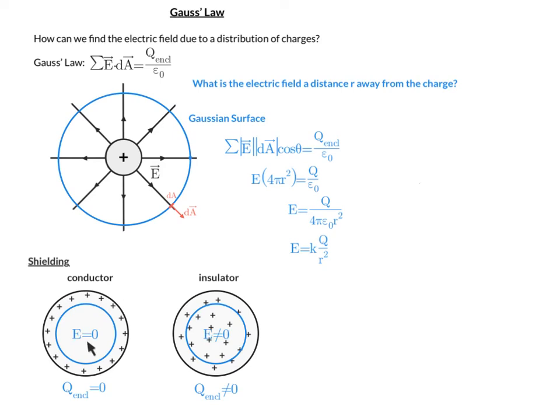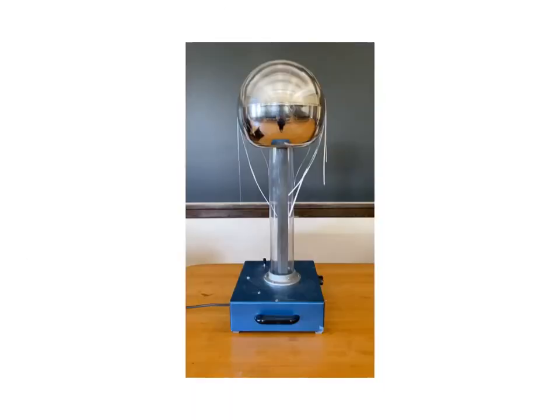So the electric field inside of a conductor is 0. The electric field inside of the insulator that has excess charges on it is not 0 because they are not free to move about and distribute themselves on the outside the way it happens with a conductor.